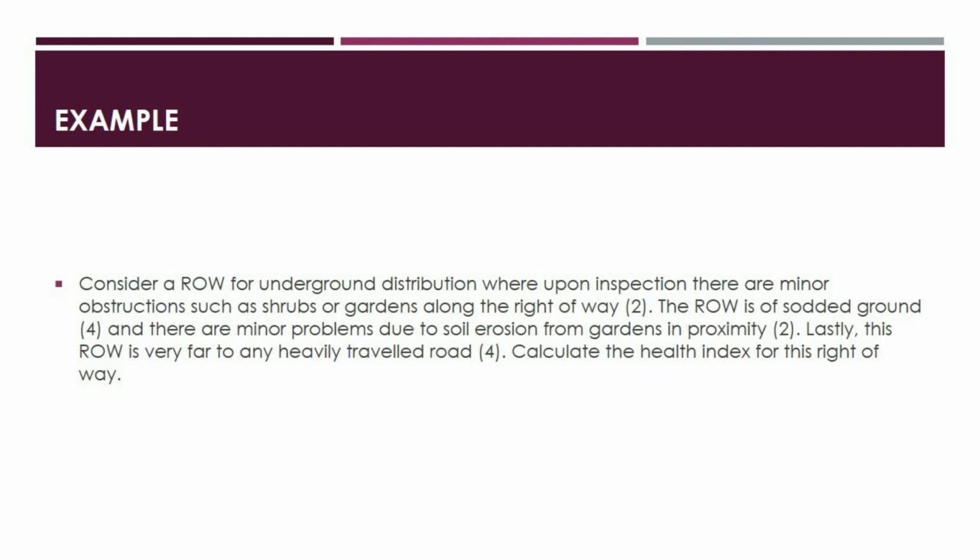And then there are minor problems due to soil erosion from gardens in proximity. So we assign a rating of 2. Lastly, this right-of-way is very far from any heavily traveled road. So it's good again, and we assign a rating of 4. Now let's calculate the health index for this right-of-way.